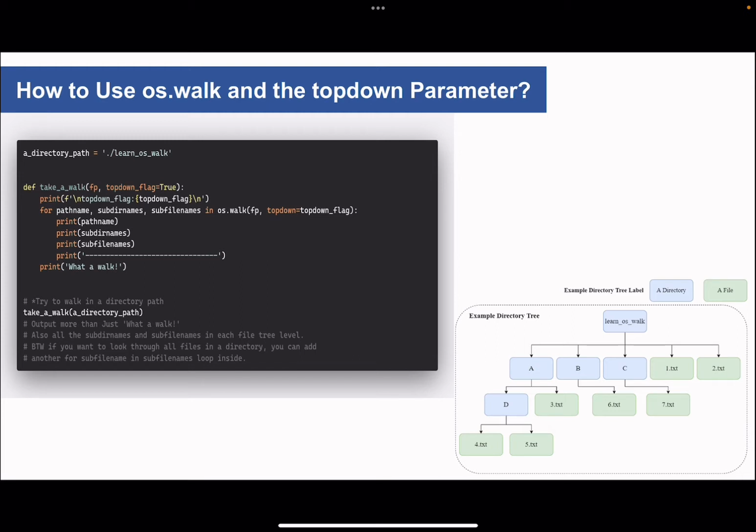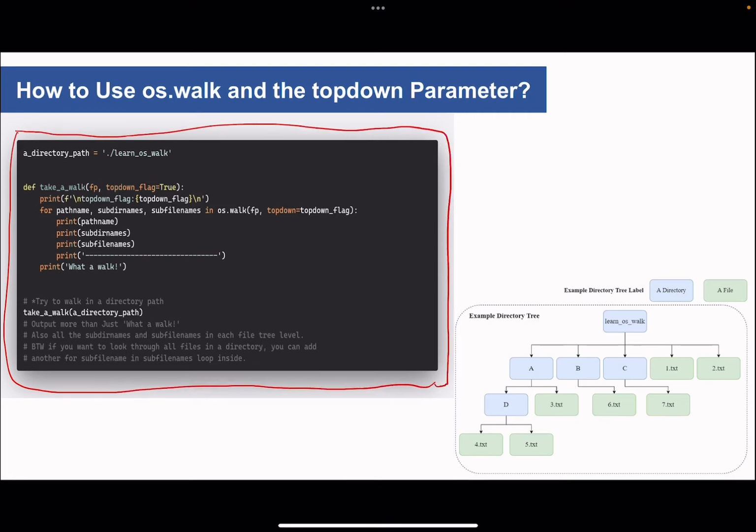So here, let's look at the live screen of this video. We can see there's a code here, right? So let's just focus on this right now. In the first line, we initialize a new variable, directory path, and we assign it the path string of this root directory in our example directory tree.